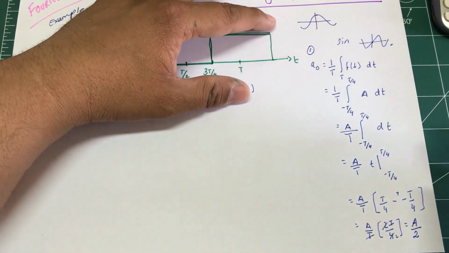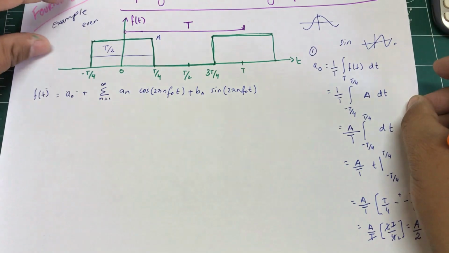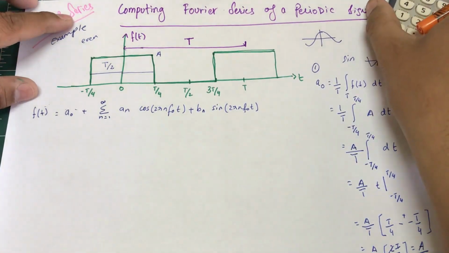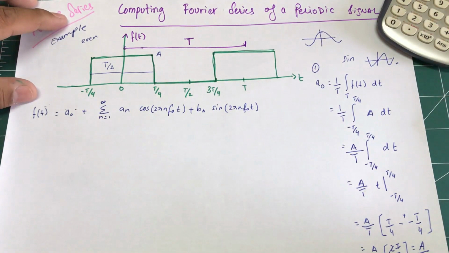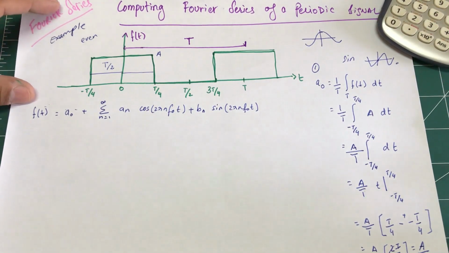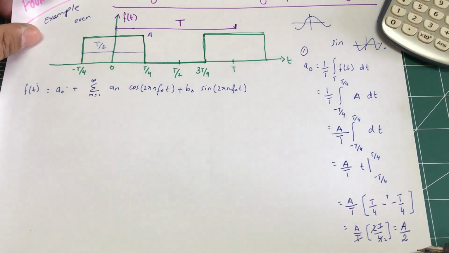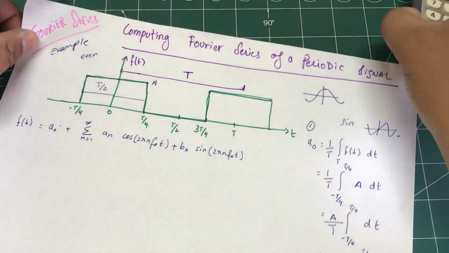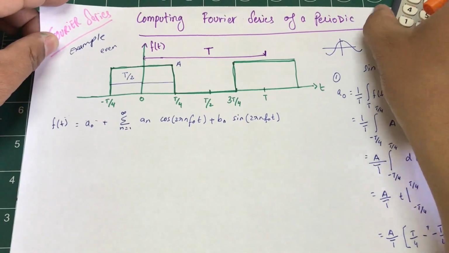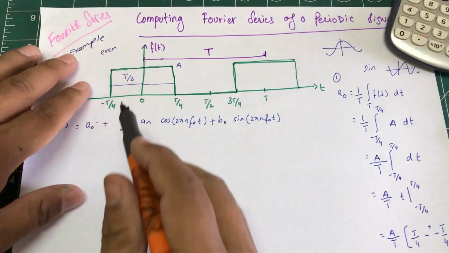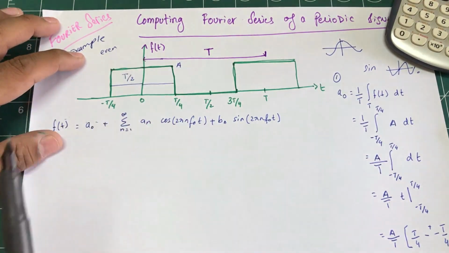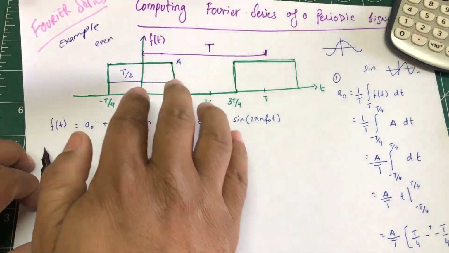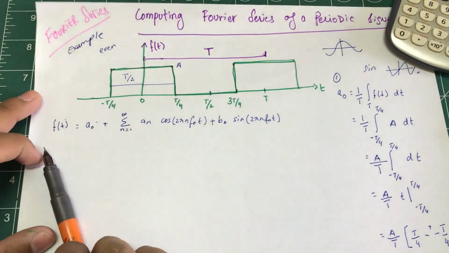Are we good so far? There's also an intuitive way of looking at it. By doing the math, we came to know my a naught is A over 2. We just calculated this by putting in limits, and we know it's A over 2. But intuitively, if I were to look at it, this total signal is half, isn't it? What would be the average value of this signal?